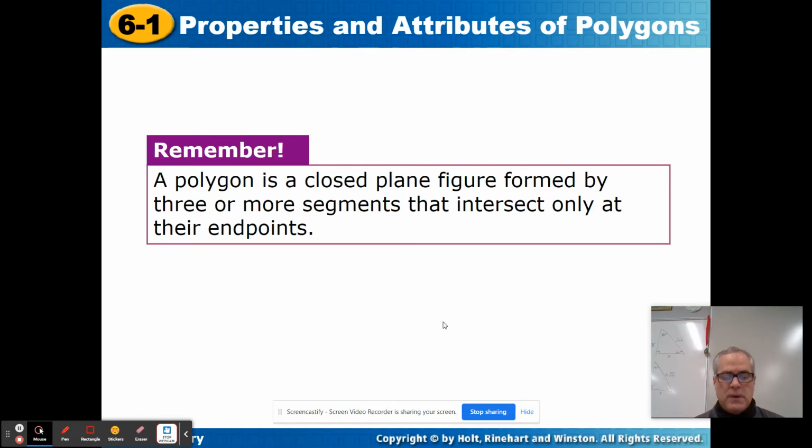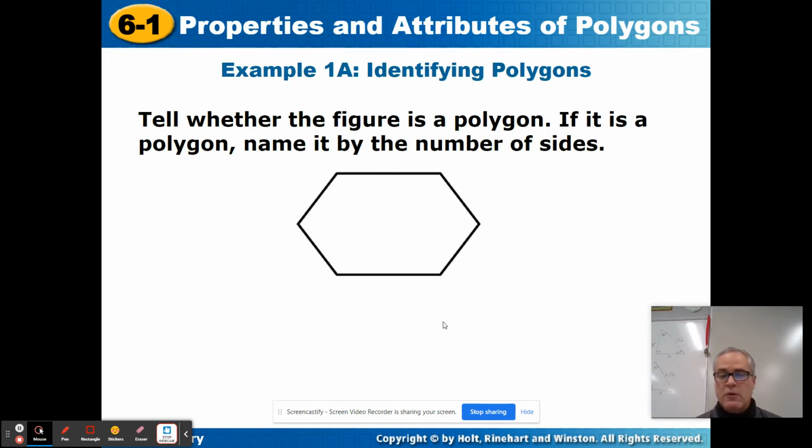It's a closed figure formed by 3 or more segments that intersect only at their endpoints, so they can't cross. So if you take a look at this one, the question is, is it a polygon? If it is, tell by the number of sides. Well, notice they're all segments and they only intersect at their endpoints: 1, 2, 3, 4, 5, 6. And so it's a polygon, and 6 is a hexagon.